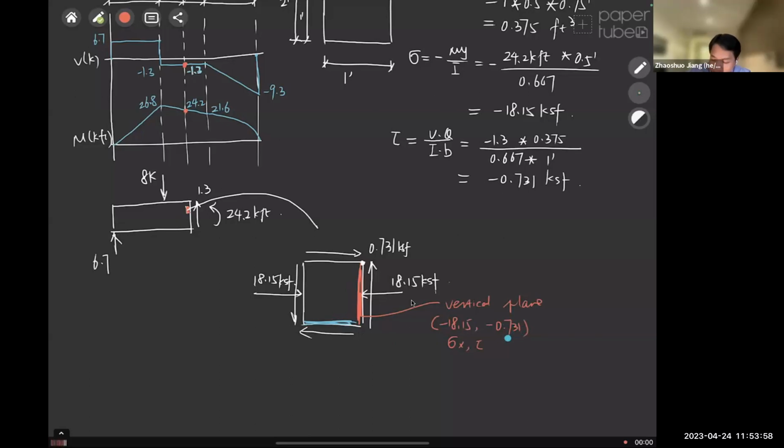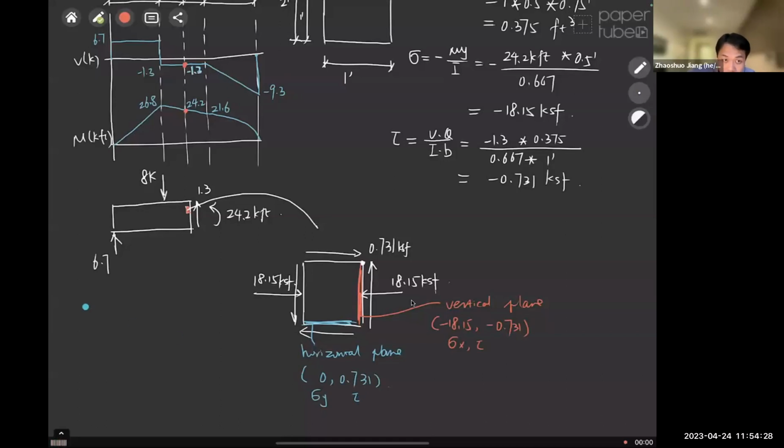And if we look at the horizontal plane, the normal stress is 0. The shear stress is rotating clockwise, therefore it's positive. So that's positive 0.731. This is sigma y, this is tau, right? Now with that information, we can easily calculate the center and we can calculate the radius.